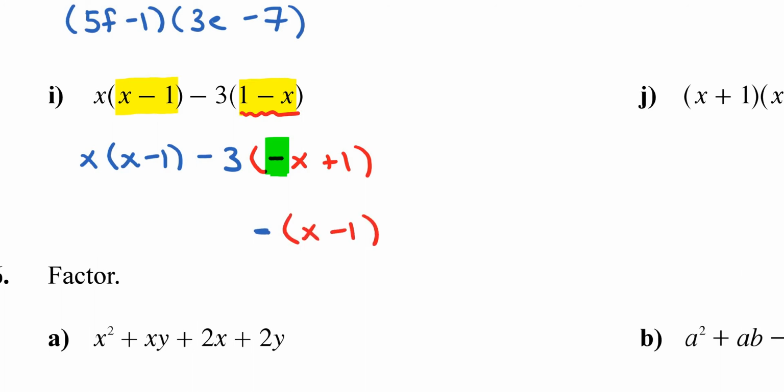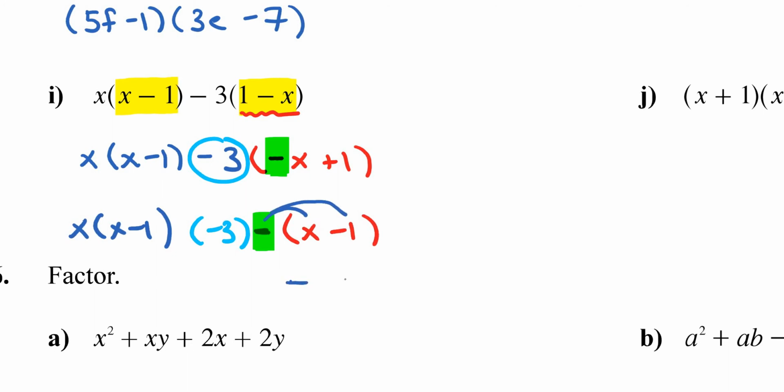Fortunately, this negative 3 here is still hanging around, and I still have this x times x minus 1. Okay, so I'm factoring out this minus sign. Now, if you actually distribute the minus sign through again, you'll get negative x plus 1, which is exactly what we have over there. So we have technically factored out the minus sign correctly.